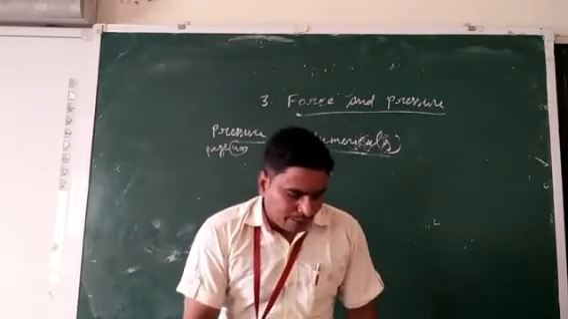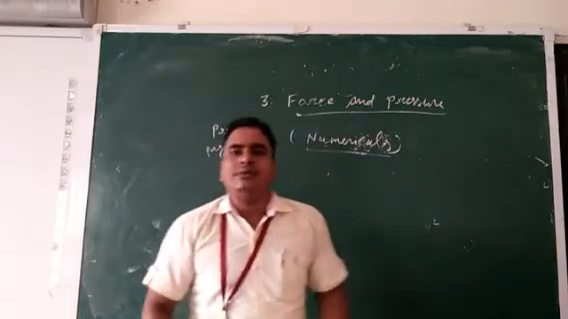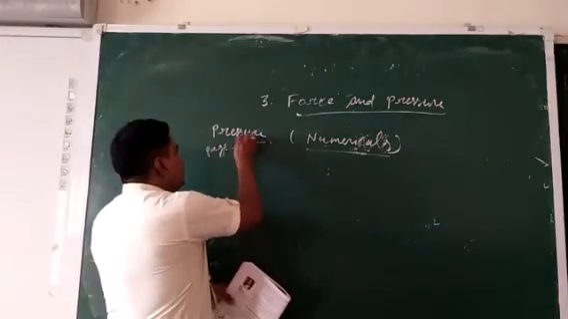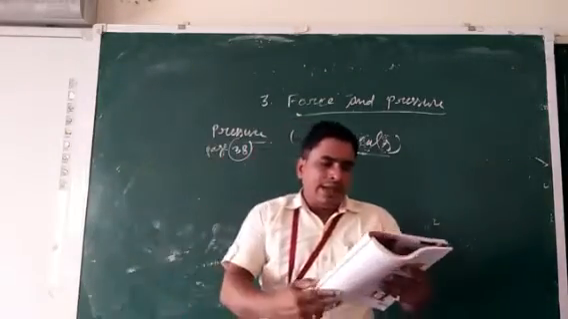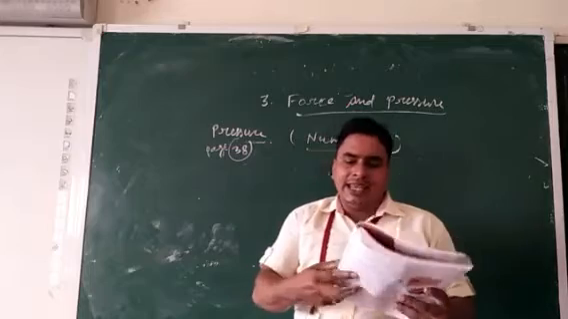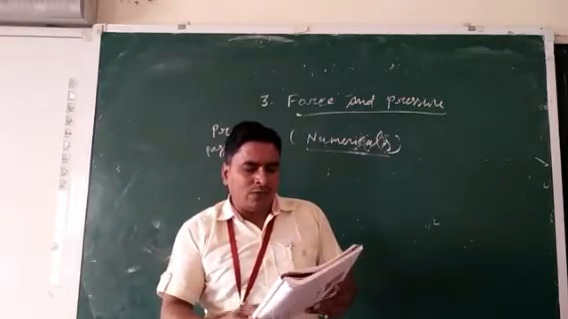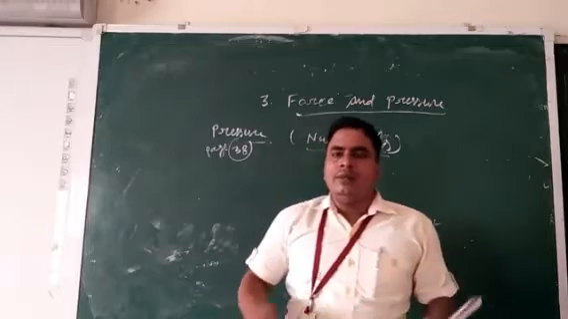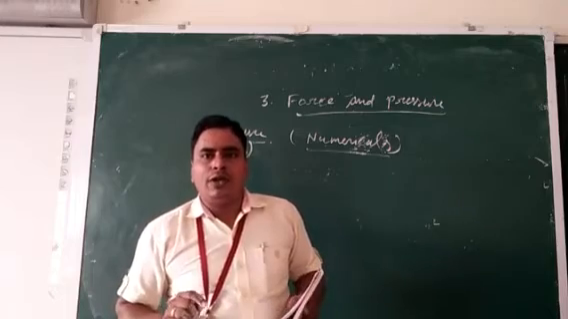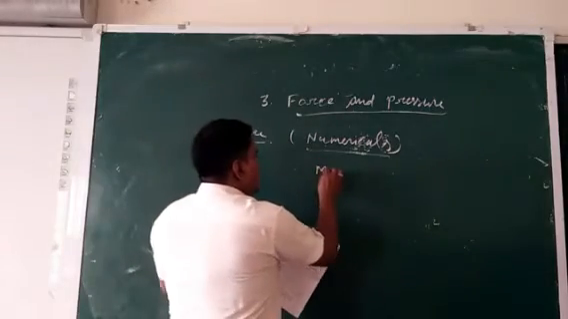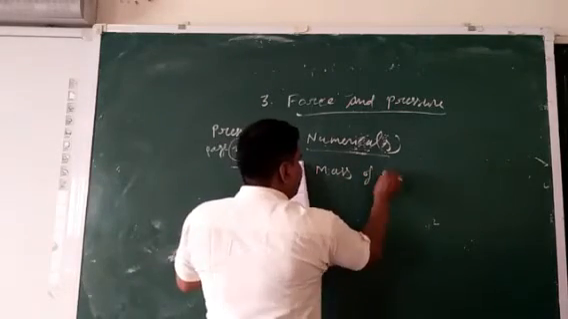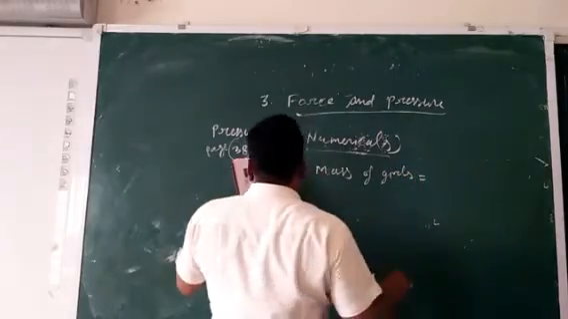It is given on page number 38 in your textbook. Imagine a girl of mass 50 kg standing on a pencil heel, each of area of cross section 1 centimeter square. Clear? Means mass and area for one particular object is given. Mass of the girl is given. How much? 50 kg.